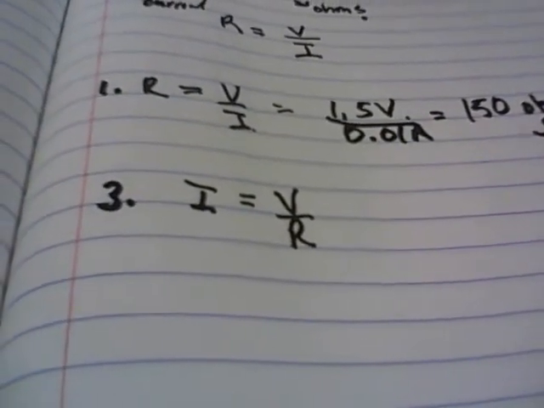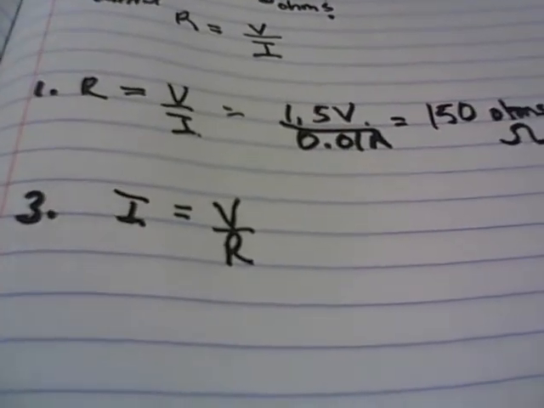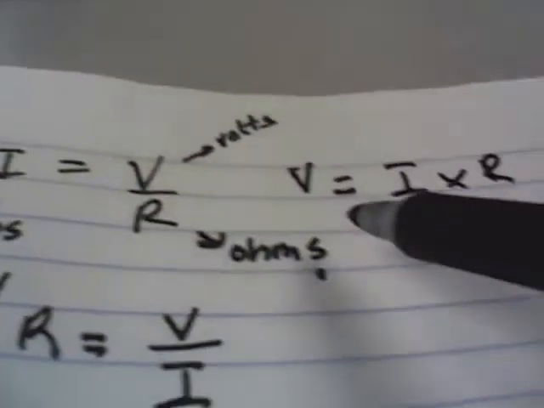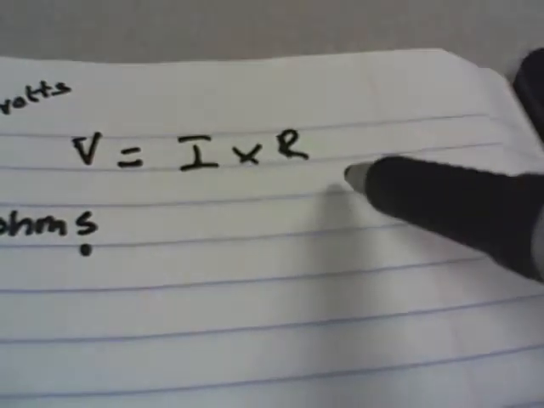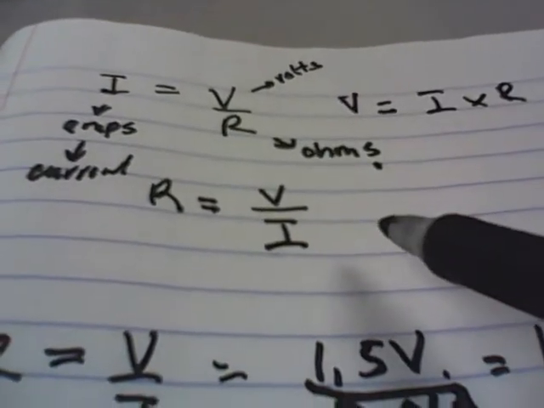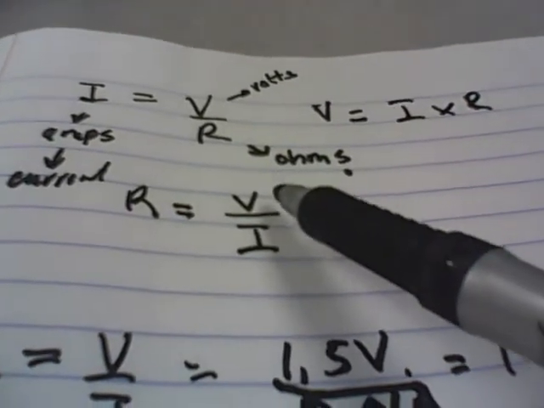Again, this is math, but all you have to do is look and say, what is this question asking me for? Is it asking me for resistance? I'm going to use this equation. Is it asking me about current? I'm going to use this equation. Is it asking me about volts? I'm going to use this equation. And you'll know which equation to use because you'll be given the information. If it wants resistance, it'll give you what the volts and amps are.